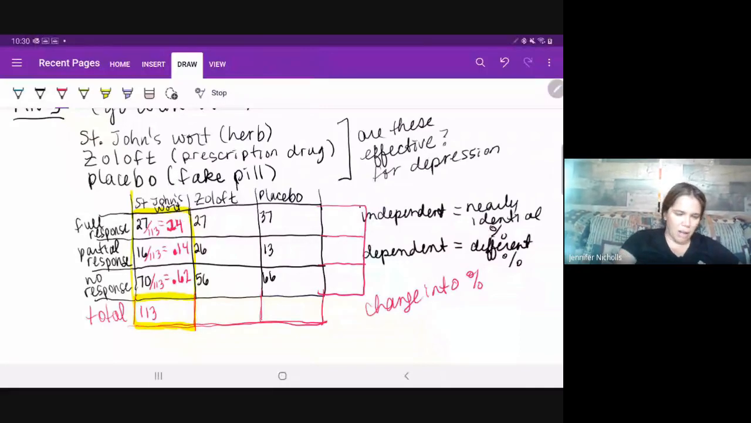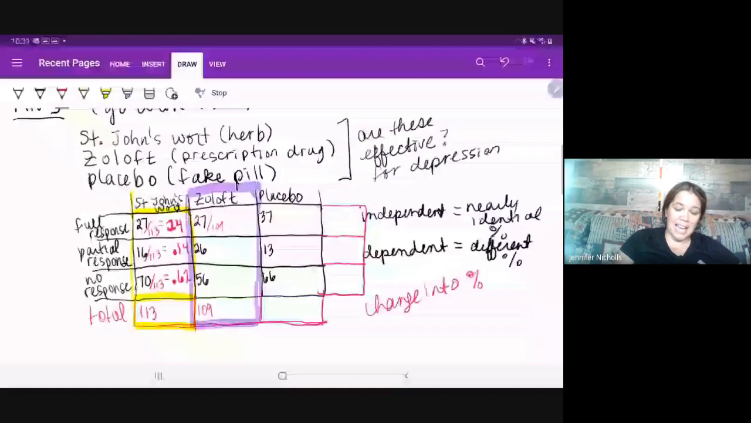Now, when you do this column, the Zoloft column, you're just going to find the total of the Zoloft column. And then some people also add sideways, but we're just going to focus on the ones that add up and down. Okay, so I added those and I got 109. So you divide these by 109.